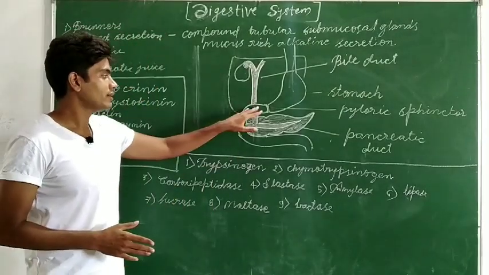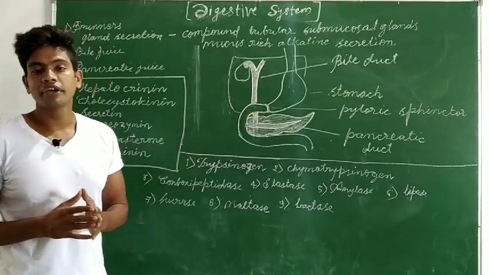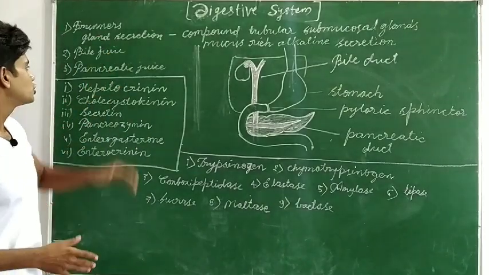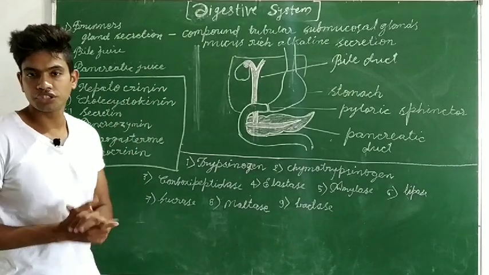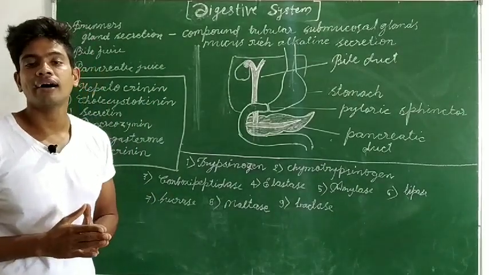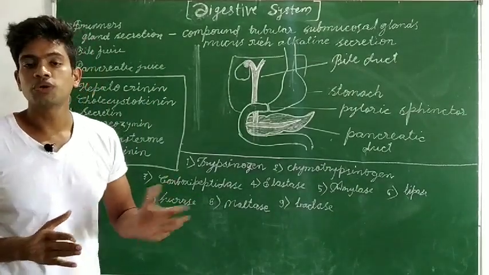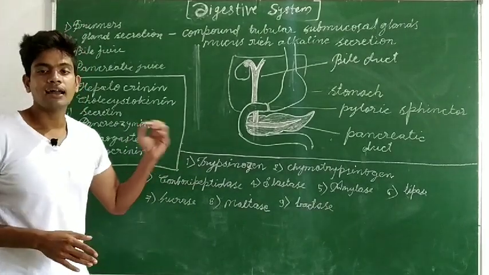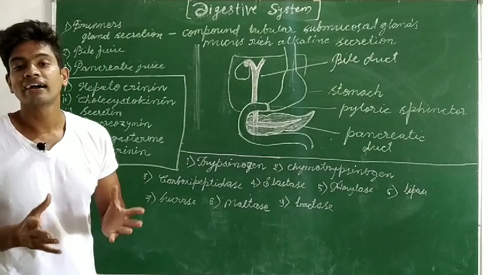Now when the chyme enters the duodenum, it is thoroughly mixed with Brunner's gland secretion, the bile juice and the pancreatic juice. All these juices are alkaline in nature. They neutralize the acidity of the chyme, and now this alkaline food is called chyle.